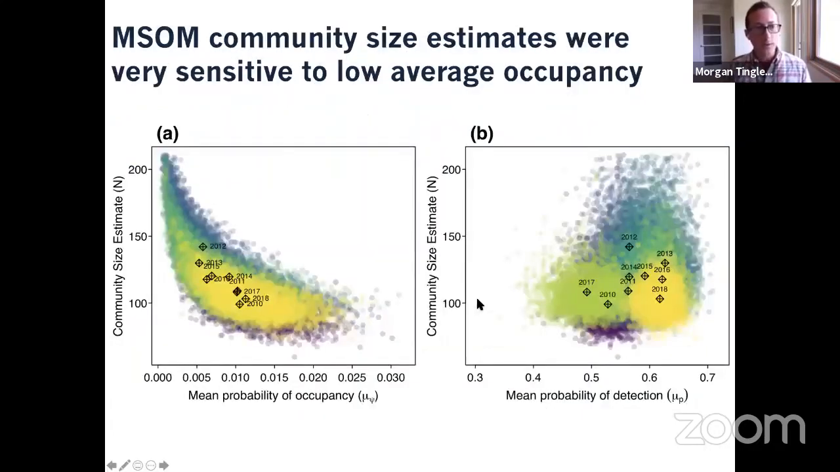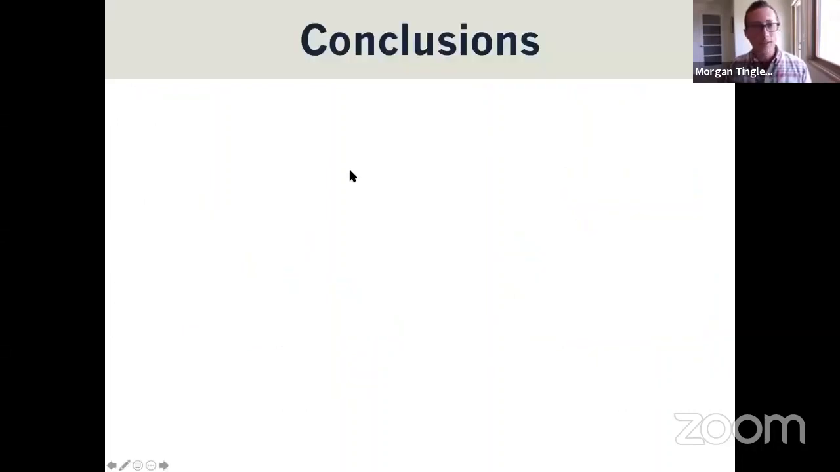The final thing we looked at, within the multi-species occupancy models, was how they were biased by the hyperparameters of mean probability of occupancy and mean probability of detection. Each of these dots is a posterior sample, colored by year. What you want to look at on the right is that no matter the mean probability of detection for the different years, it didn't affect our estimates of the community size. But on the left panel, when the model starts to think that there's really, really low mean probability of occupancy, then it starts to skew really high and you have exponential increases in the estimates of true community size. So that leads us to our conclusions.